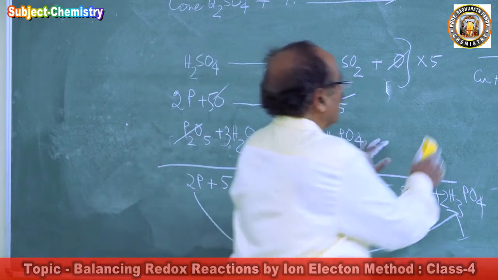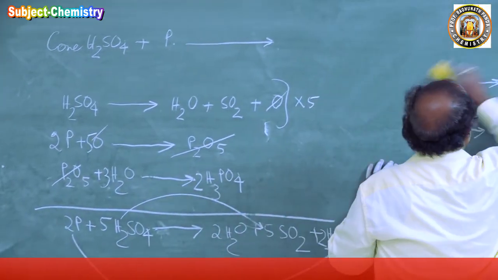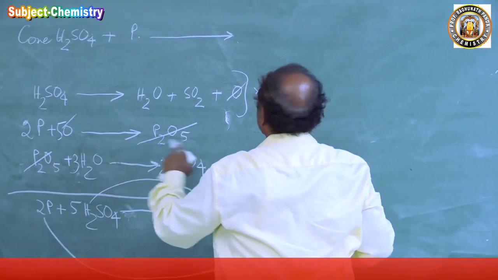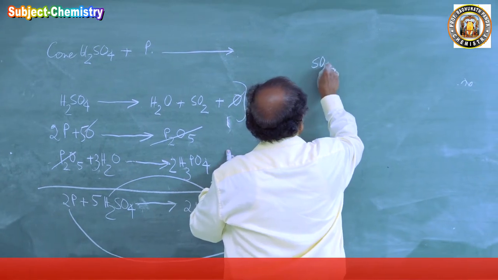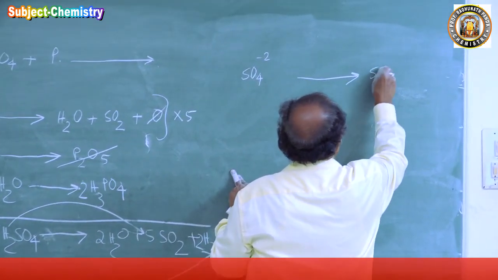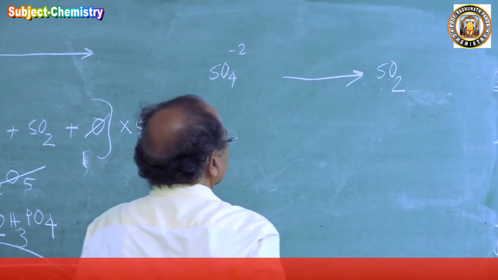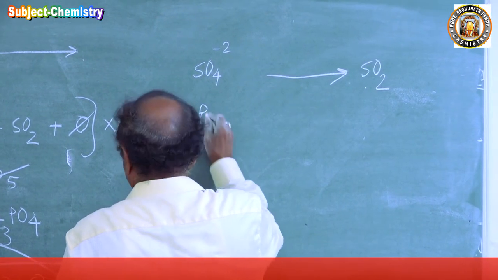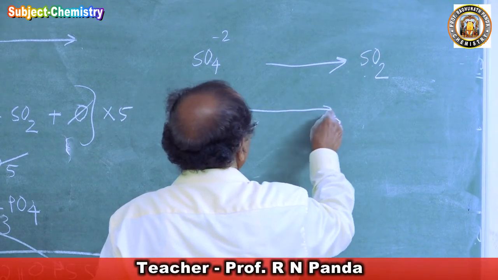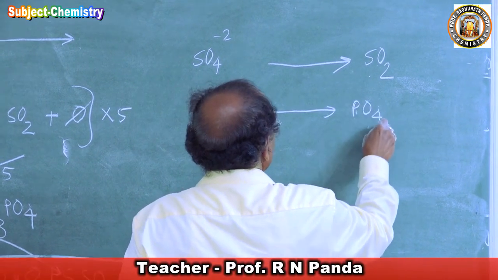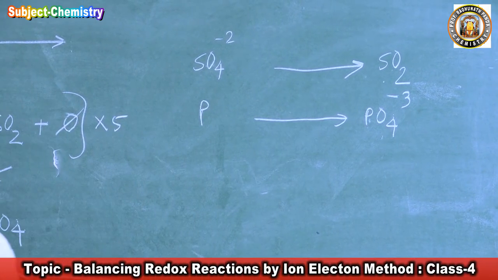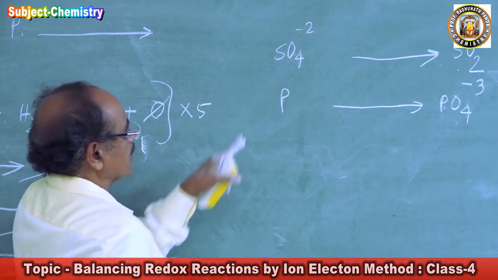So let me now come to the ionic form. Balanced ionic form. What is happening? Sulfate, SO4 minus 2, is forming sulfur dioxide. This equation I will balance. And phosphorus is becoming phosphate, PO4 minus 3, phosphoric acid. So these are the equations I got. Now I will write the equation for this.